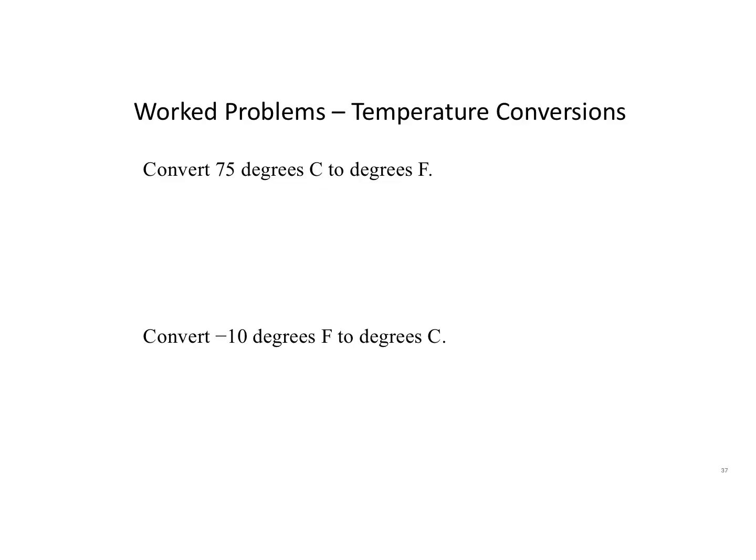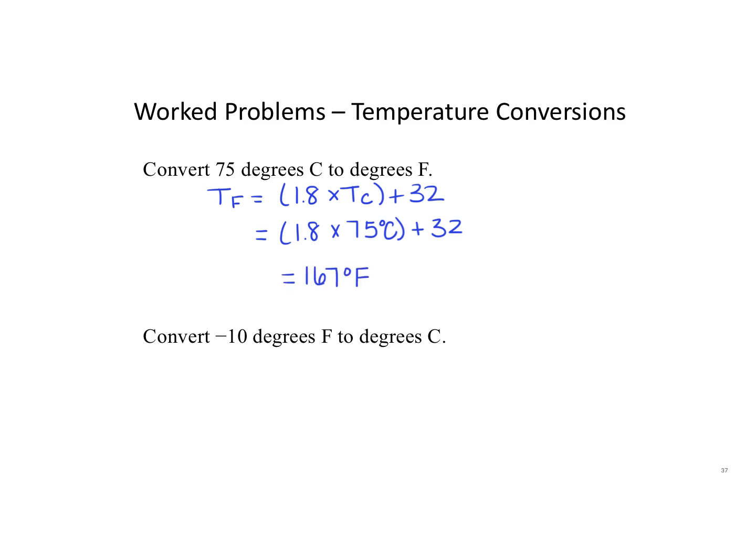So our first problem here is we're going to convert 75 degrees Celsius to degrees Fahrenheit. So what I need here is I'm looking for my temperature in Fahrenheit. I have 1.8 and I want to multiply that by my temperature in Celsius and add 32. So I'm going to take 1.8 and fill in that 75 degrees Celsius and then add 32. This gives us 167 degrees Fahrenheit. As far as significant figures and temperature are concerned, we are not going to worry about significant figures with temperature.